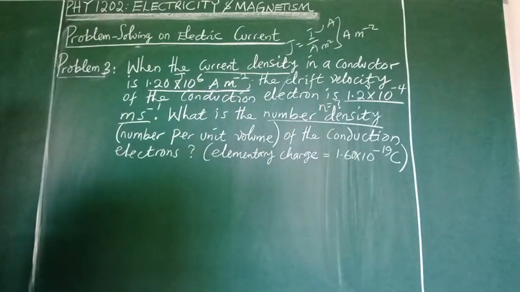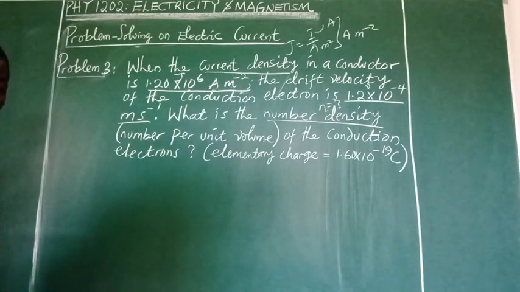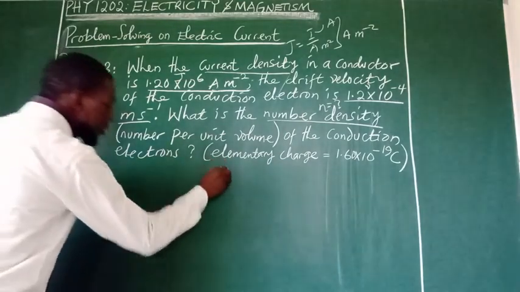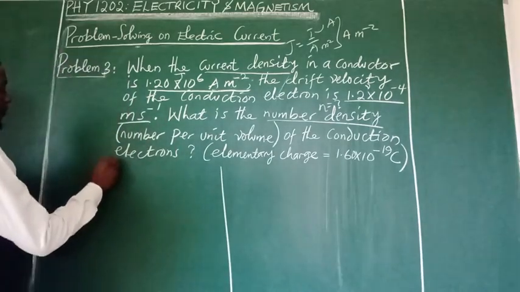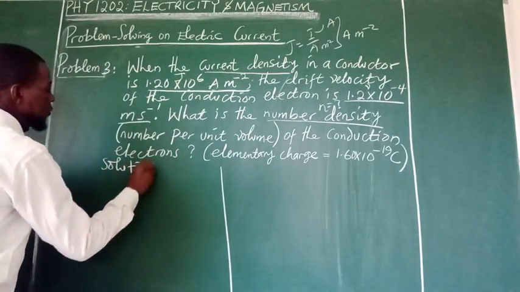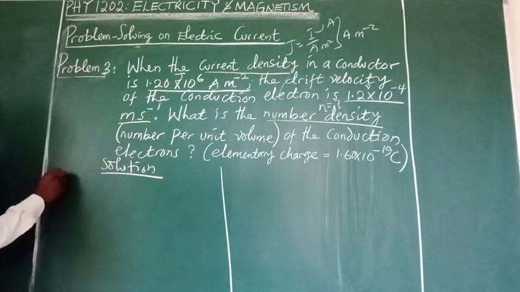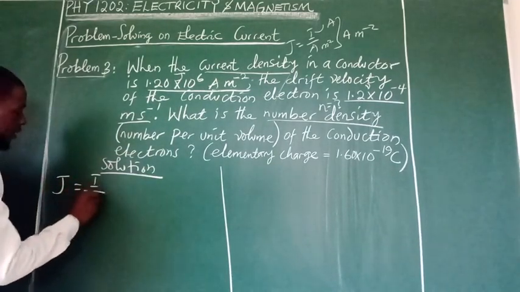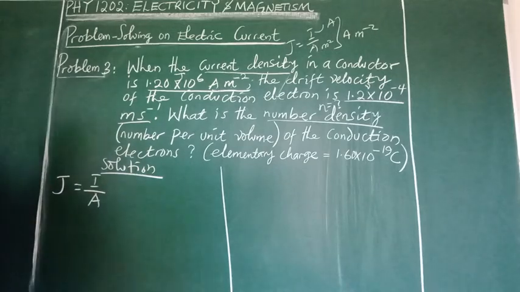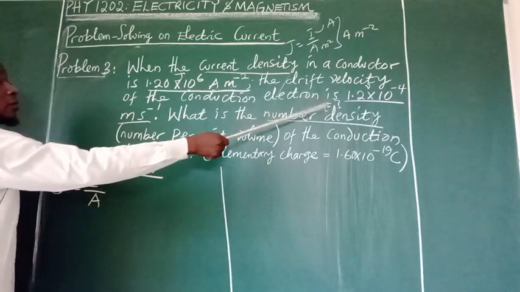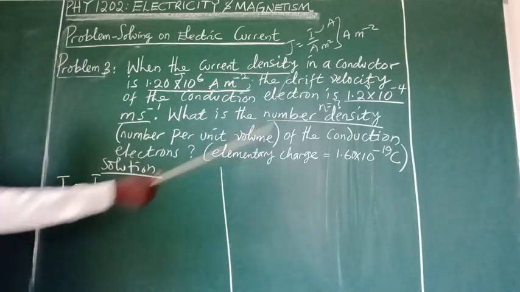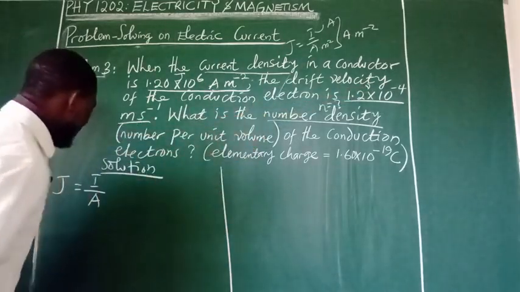Next we look for a formula that relates all of them together. We will start with the formula for current density. Current density J, the magnitude, is I upon A. But this is not enough, because in this one we don't have n. In fact, we don't even have the drift velocity.